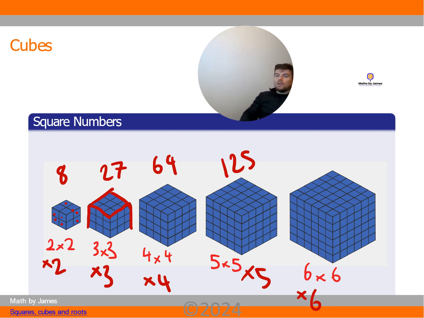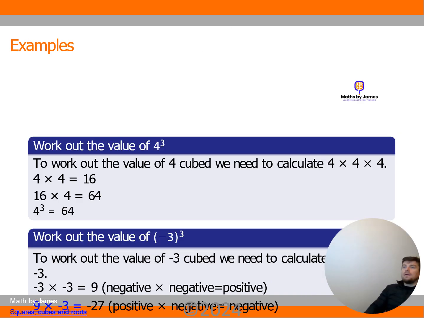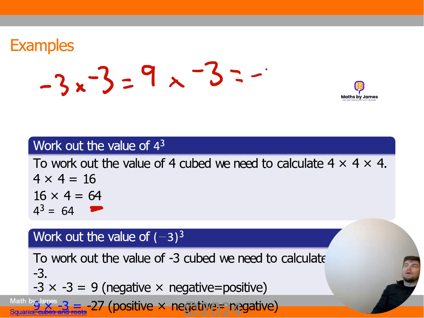Let's have a look at some more examples now. If we work out the volume of 4 cubed, we need to work out 4 times 4 times 4. This gives us 64. If we do this with a negative number, however, let's have a look at this. If we've got minus 3 times minus 3, we know that's 9. But if we times that by minus 3 again, that gives us minus 27.